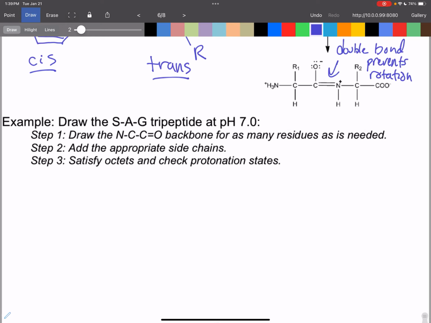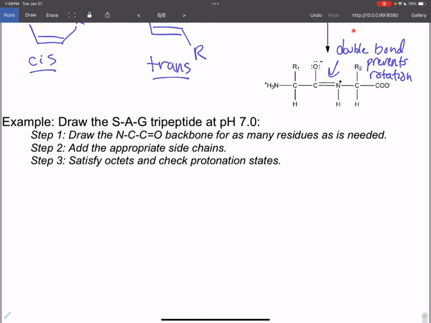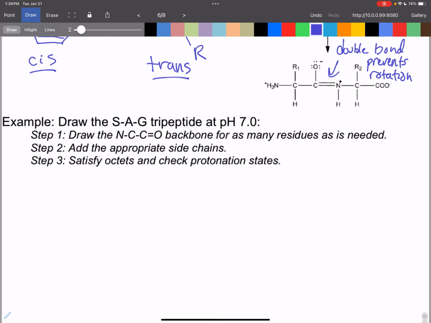All right, what I want to do now is show you how to draw a tripeptide. And one thing before we get started, just note I added this mention here that the double bond prevents rotation here at the peptide bond from the previous video. But what we're going to do here is I'm just going to walk you through a way that we can draw any dipeptide, tripeptide, tetrapeptide, something like that, so we can understand the overall structure of that.